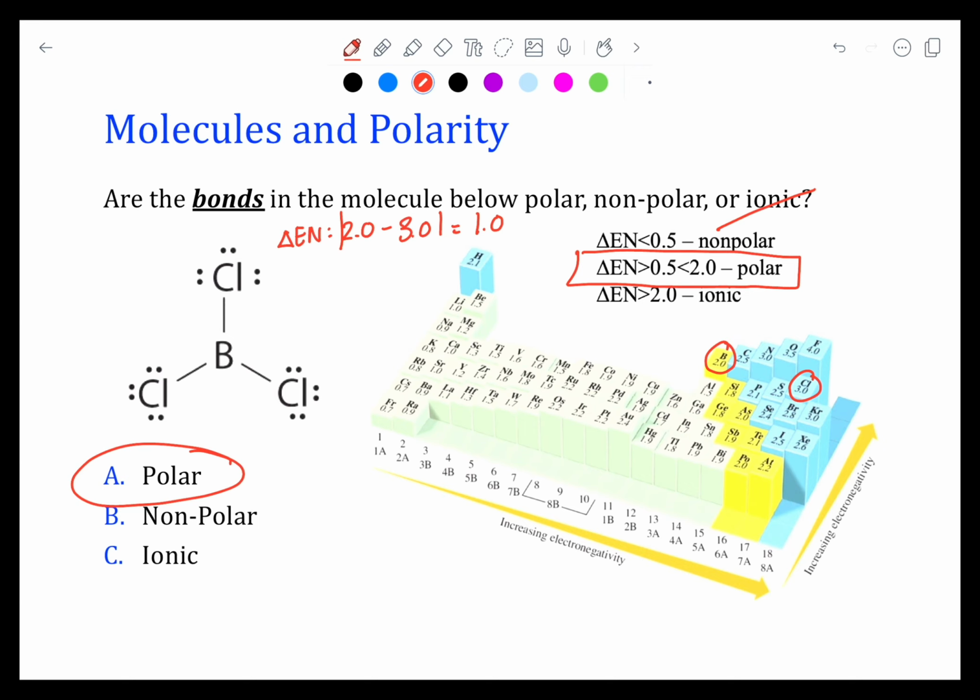Chlorine is our more electronegative atom, so the electrons are being pulled towards that chlorine.